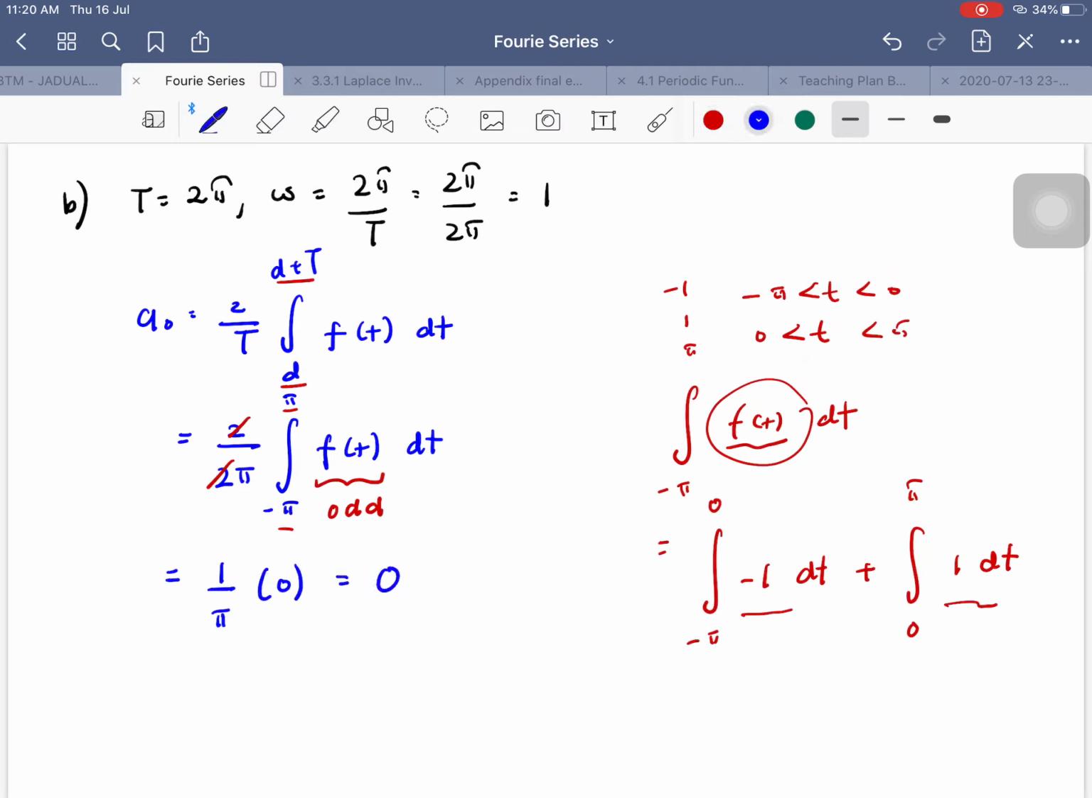So for this case, I'm going to have 1 over pi multiplied by 0. My a naught is going to equal 0. Why? Because f of t is an odd function, and I integrate from negative pi to pi. So there is one function at the top, one function at the bottom. They are symmetric to each other, so the integration is going to be 0. Remember, this is always the case when you have an odd function.